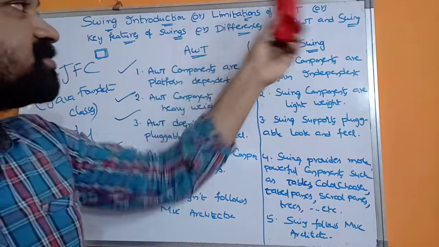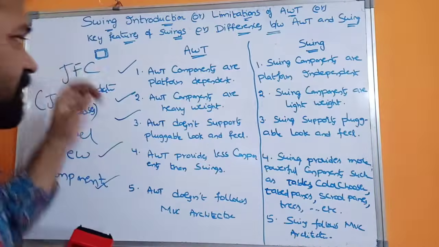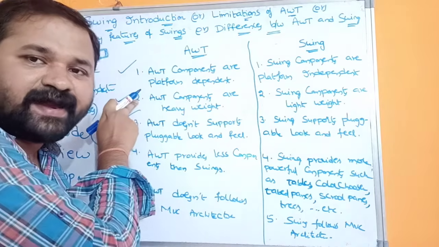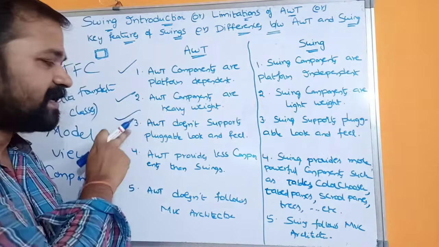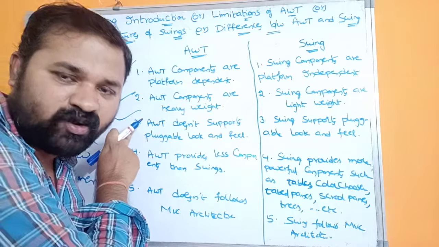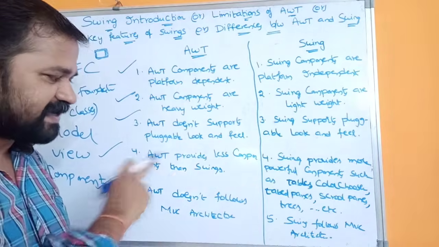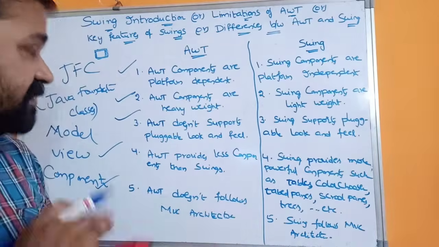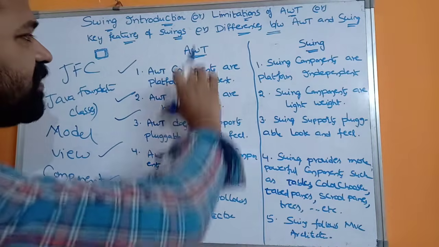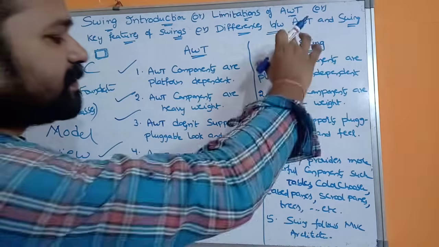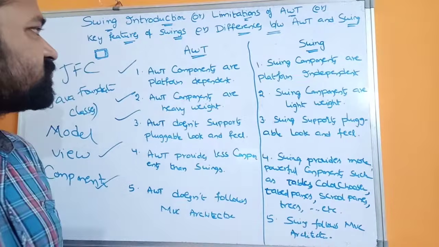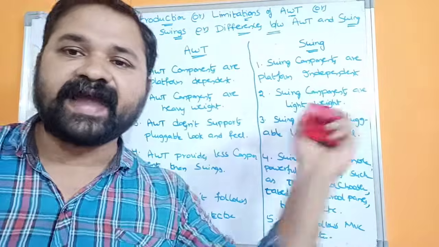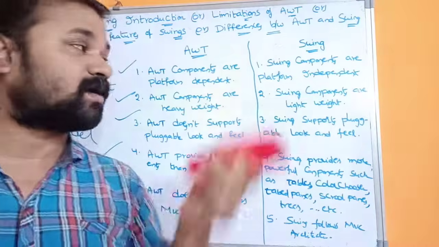And the limitations of AWT are nothing but these 5 points. AWT components are platform dependent. AWT components are heavyweight. Next, AWT doesn't support pluggable look and feel. Next, AWT provides fewer components than Swing. Last one, AWT doesn't support MVC architecture. So these 5 are the limitations of AWT. These 5 are the key features of Swing, and these 5 points are the differences between AWT and Swing. So this is about all these topics.